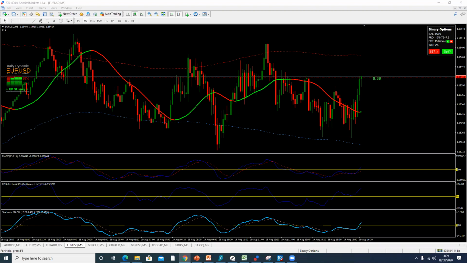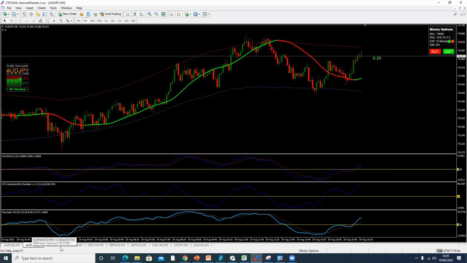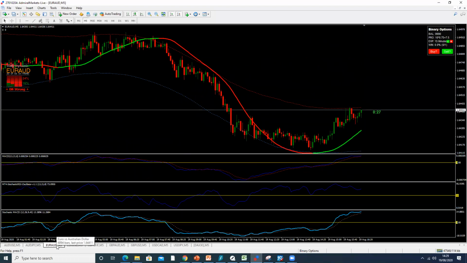So if I'm looking to put on a buy trade here, let's look. That's what we've got. Okay, so at the moment we're looking to buy the euro. The euro is very, very strong. So we're looking to go with the strong currency pairs. That's what we're looking to do.